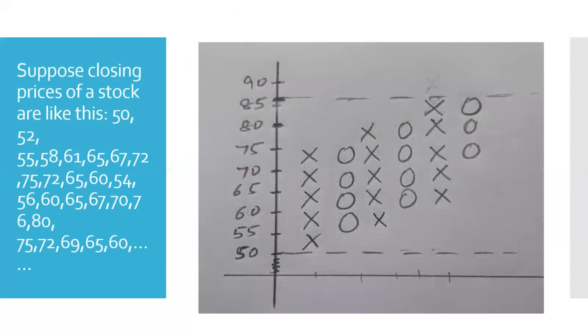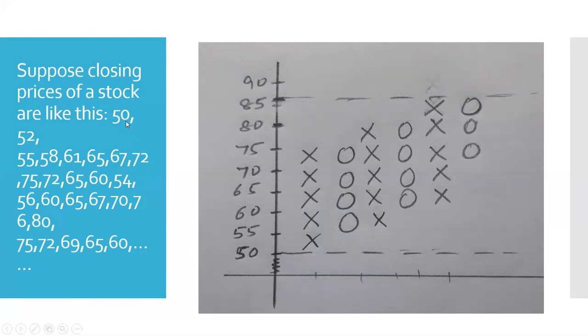We can take one example. Suppose the closing prices of a stock for different days are like this: 50, 52, 55. These are closing prices for different days. See, the price is moving from 50 to 80. So we can take rupees 5 as the significant price change. On the x-axis, there is no time dimension. On the y-axis, the scale is taken for significant price change. I have taken rupees 5 as the significant price change.